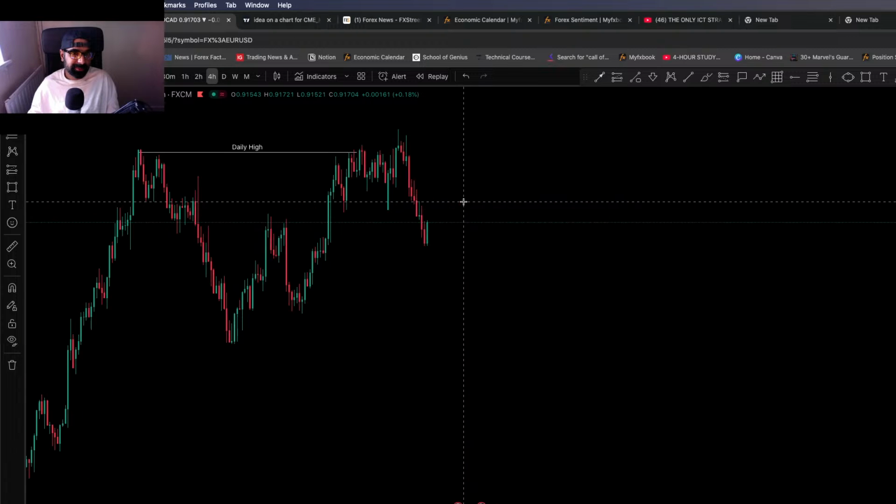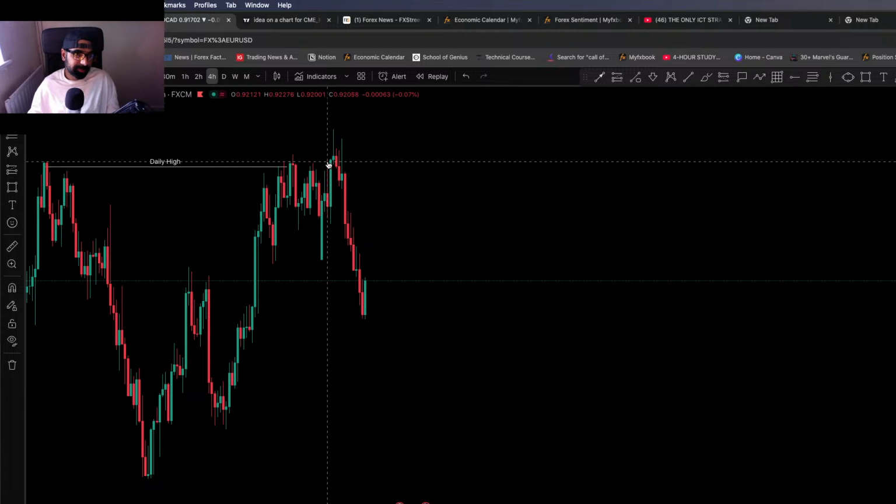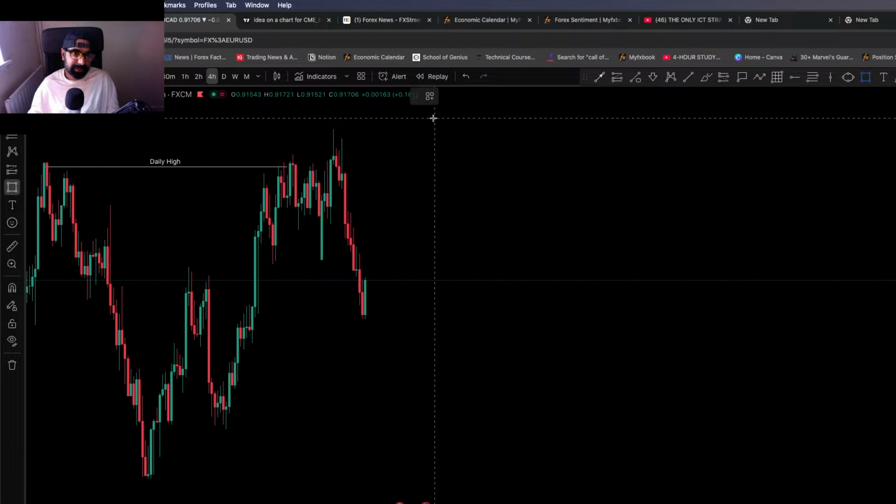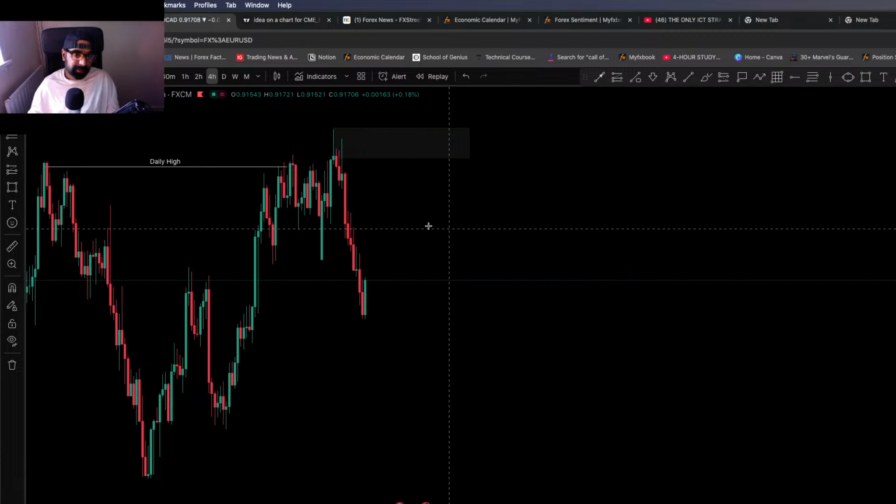This at the moment, it's gone. You had an order block that was here. It came back for a retest, but that was an early retest.